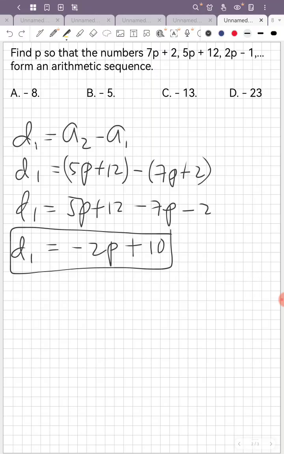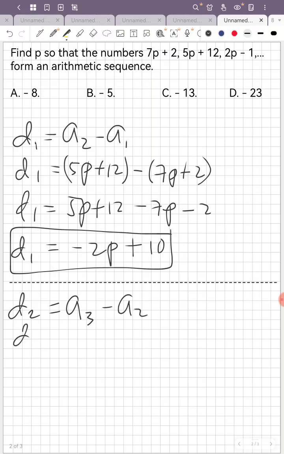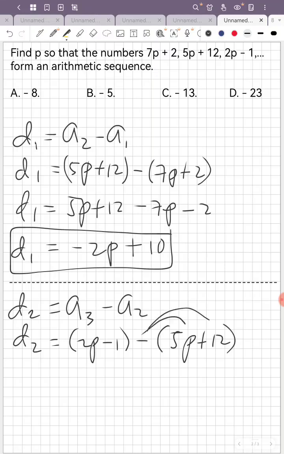Now we will have the second difference. Let's just call it d sub 2, wherein we have a sub 3 minus a sub 2. So d sub 2 is equal to a sub 3, which is 2p minus 1, then minus the quantity of 5p plus 12. Always remember, when subtracting a binomial, you should always enclose it in parentheses, so the negative will be distributed to all the terms.